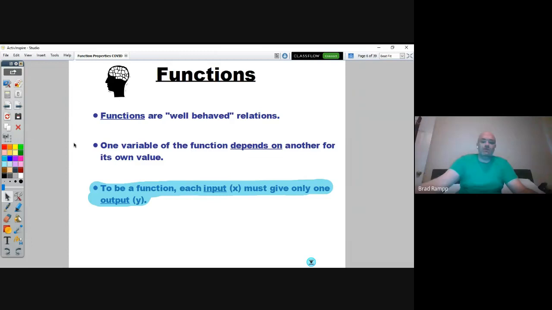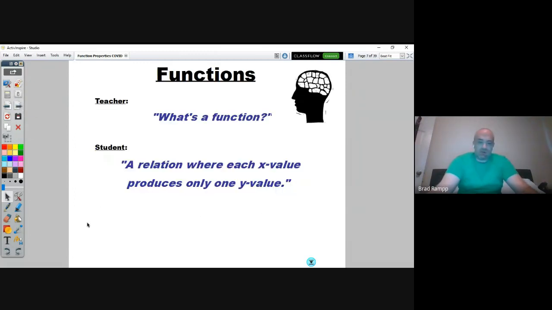Functions are well-behaved relations. One variable of the function depends on another for its own value. And here's the key sentence. To be a function, each input, which is the x value, must give only one output, the y value. All right, so again, when any teacher asks you what's a function, the simplest response is a relation where each x value produces only one y value.